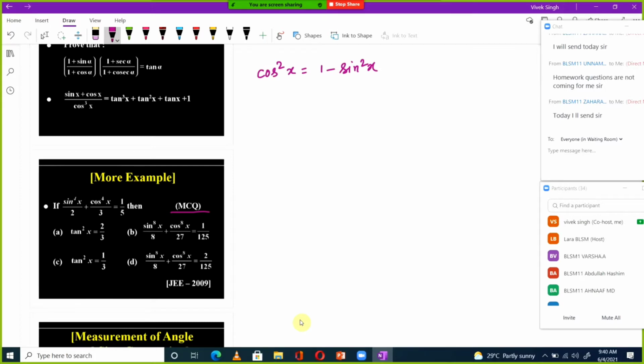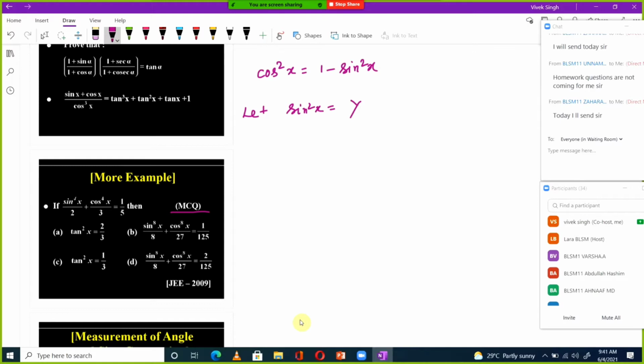Okay, so I will convert this in terms of sin square, or if you want, you can take sin square x as some x also, you can assume. So I will write let sin square x equal to y. Okay, sin square x I have taken as y. So I will substitute everywhere, wherever I get sin square x, I will write y.